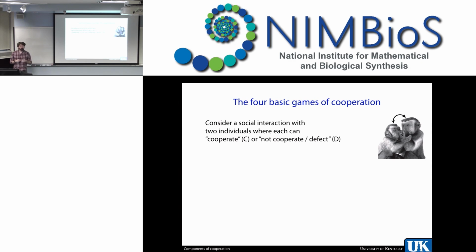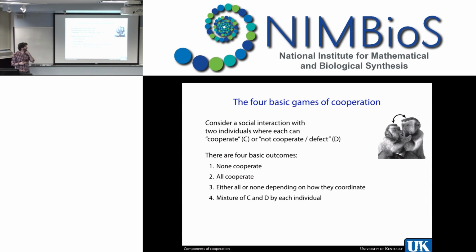So you have a social interaction between two individuals, say these two capuchin monkeys. They have an opportunity maybe to share some food resource with one another. They can cooperate if they share, and if they don't share, they don't cooperate. Since there's only two of them and they can do different things, there are four outcomes. They neither cooperate, or they both cooperate. They both do the same thing, either cooperate or not, and which outcome they reach could depend on a whole variety of circumstances. Or one of them cooperates and the other one doesn't. So there's a mixture.